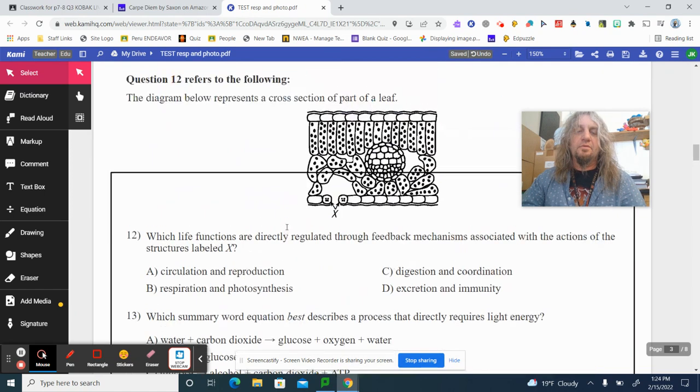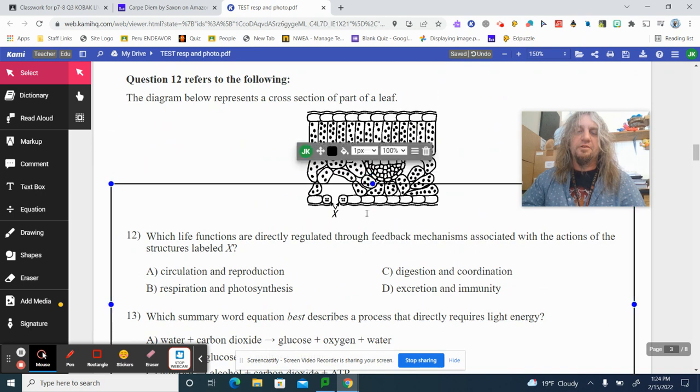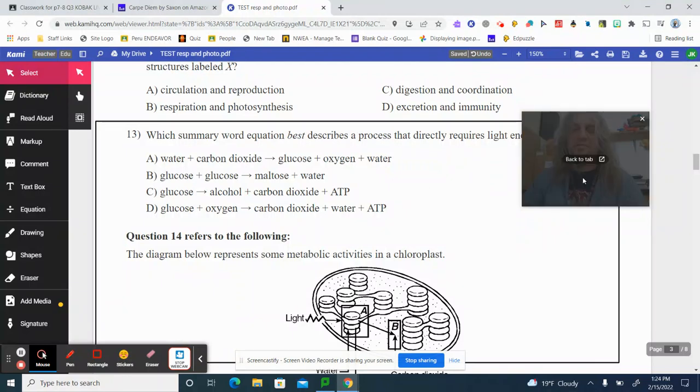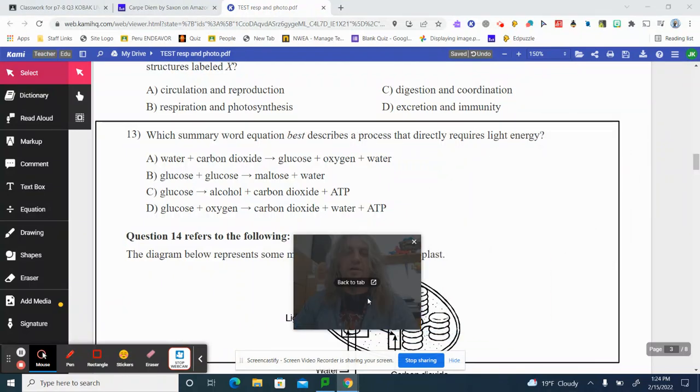All right. Which summary word equation? Let's pull down this so we focus only on the correct question. Which summary word equation best describes a process that directly requires light energy?